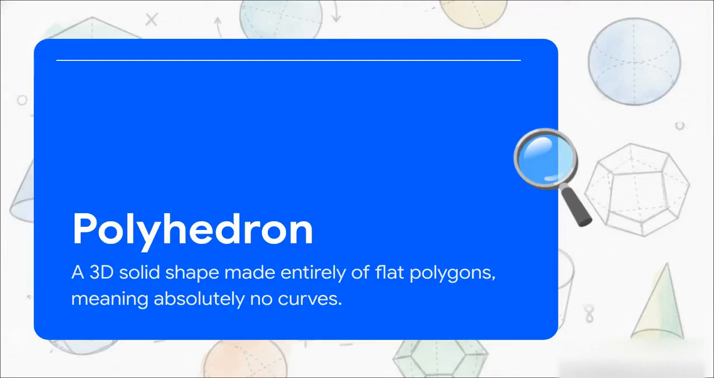Now, when you bring these 3 anatomical parts together, faces, edges, and vertices, you get what mathematicians call a polyhedron. A polyhedron is a 3D solid shape made entirely of flat polygons. And the VIP rule for the polyhedron club is that absolutely no curved surfaces are allowed. That means spheres, cones, and cylinders. Yeah, they are banned from this club because of their curves. Polyhedrons are all about flat faces, straight edges, and sharp vertices.